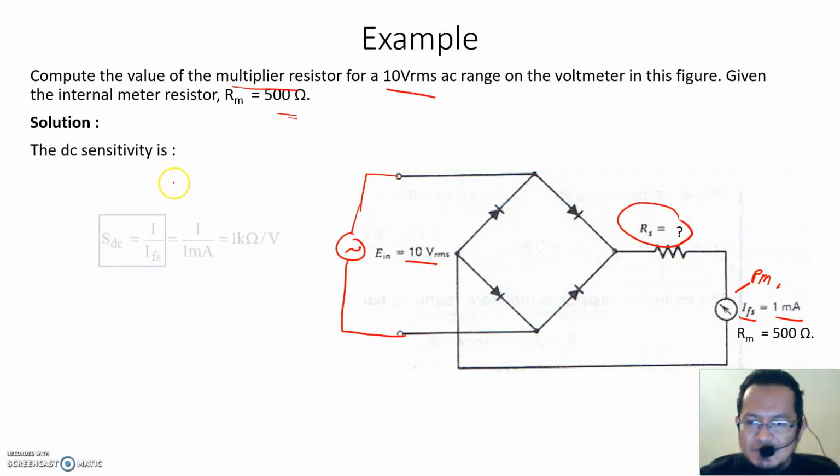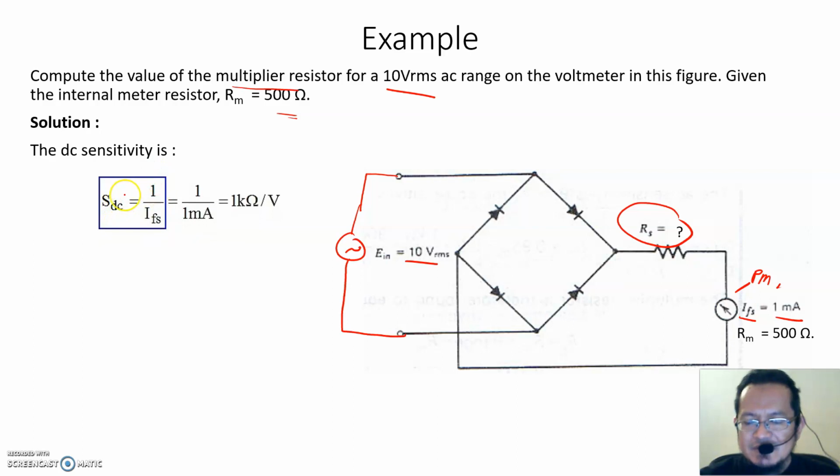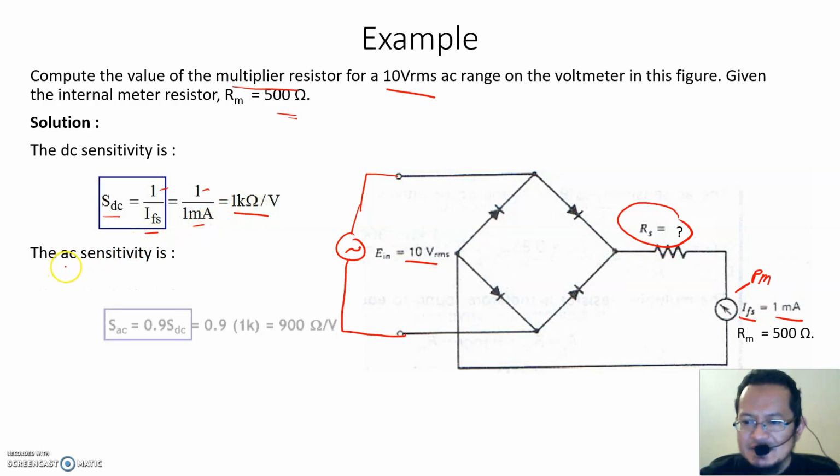We can use this formula. Remember, let's say we use the DC sensitivity method. The formula for DC sensitivity, SDC, is 1 over the full scale current, which is 1 over 1 milliamp. The 1 milliamp here is basically the DC current going through this meter, and it is equal to 1 kilo ohm per volt. And then we can calculate the AC sensitivity.